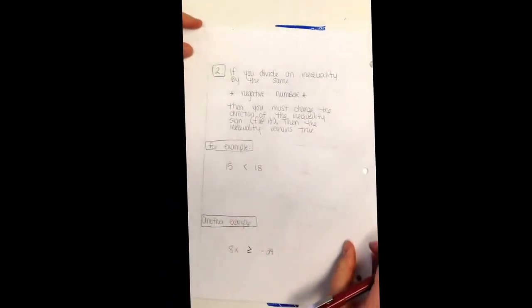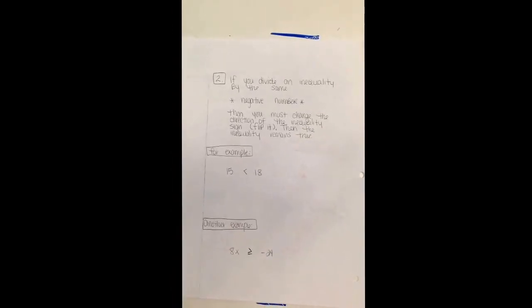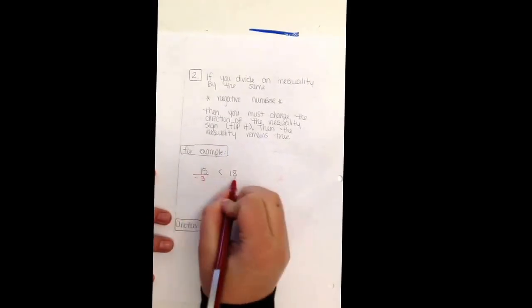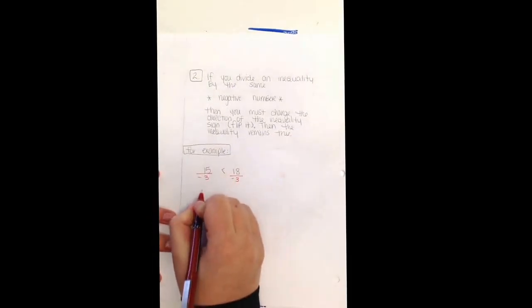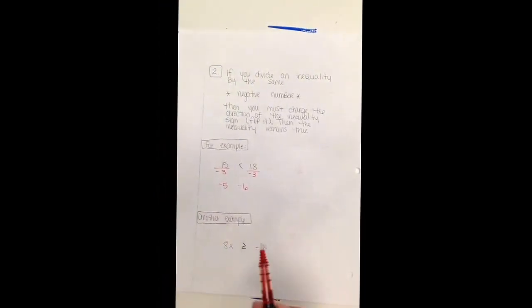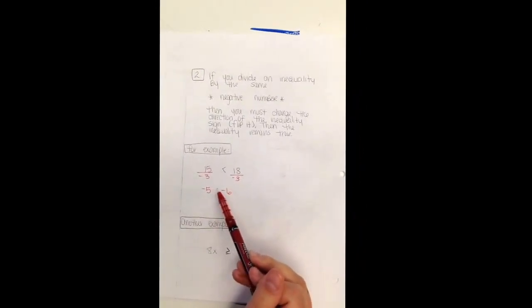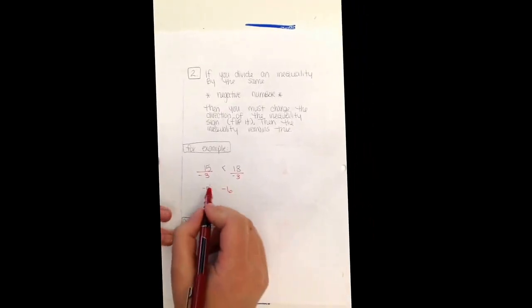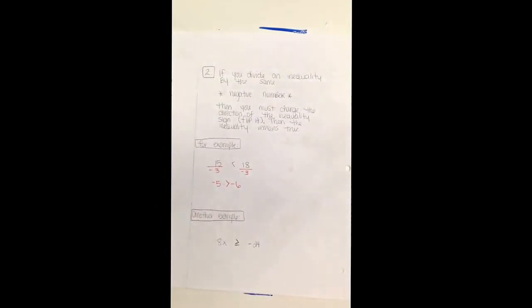This is where it starts talking about dividing by a negative number. As we talked about before, if we divide both sides by the same negative number, we have to flip the sign in order for the inequality to stay true. Let's go down here. If I divide each side by negative 3, I get negative 5 and negative 6. If I were to leave the symbol the same, I would get negative 5 is less than negative 6. That is not true, so we have to flip the sign.